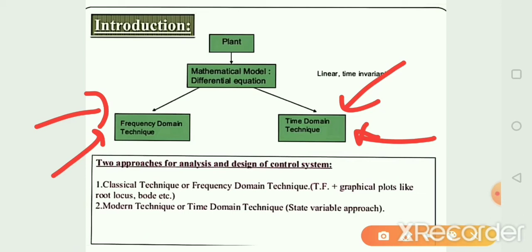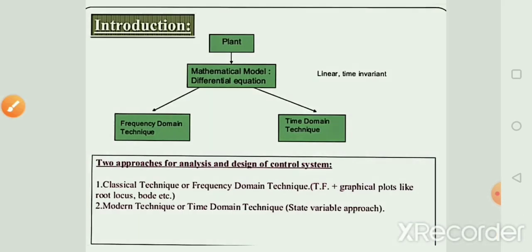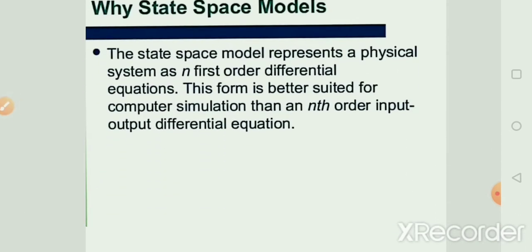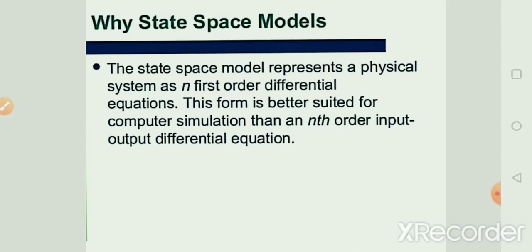Now, what is state space, and why the state space model? The state space model represents a physical system as n first order differential equations. This form is better suited for computer simulation than the nth order input output differential equation.